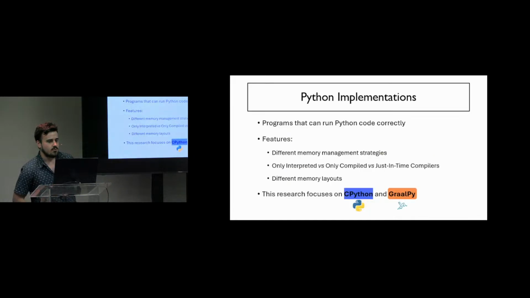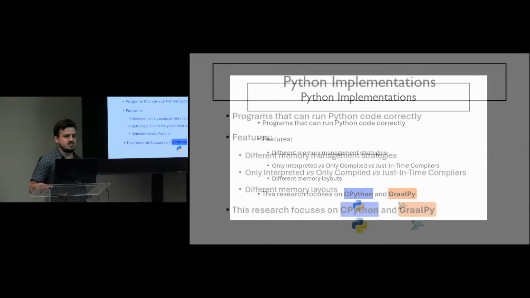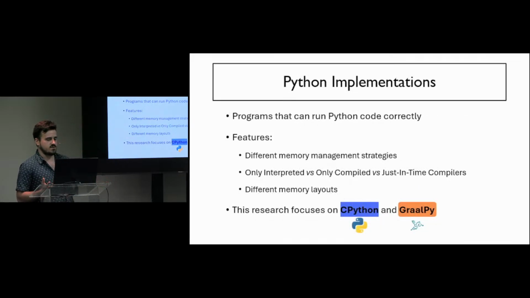So first, what is a Python implementation? A Python implementation is any program that can run Python code correctly. That's the only requirement; they can do anything they want apart from that. So we can have different memory management strategies. Some can be interpreted, some can be compiled, some can use just-in-time compilers while interpreting code. They can lay out objects differently in memory. As you can see, these implementations can very much decide for themselves what they want to prioritize.